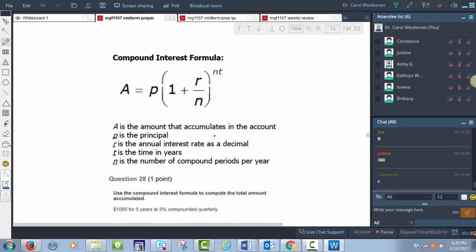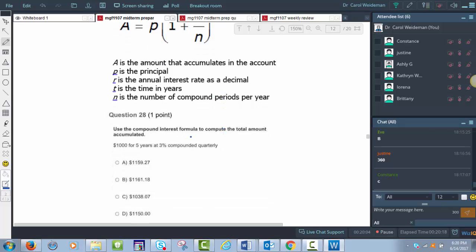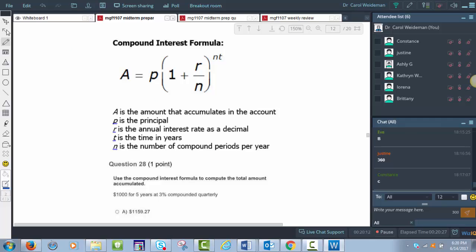All right, so you're going to have the formulas. Here's the formula for the compound interest. Use the compound interest formula to compute the amount accumulated: $1,000, 5 years, 3%, compounded quarterly. And remember, in this formula, n is equal to the number of compounding periods per year. So for quarterly, n is going to be 4.